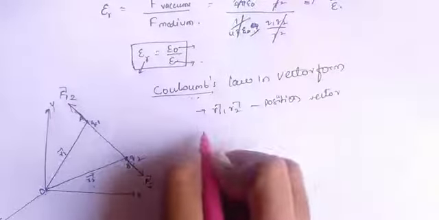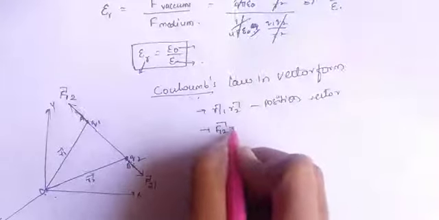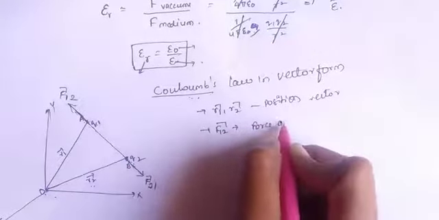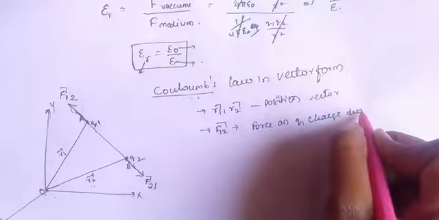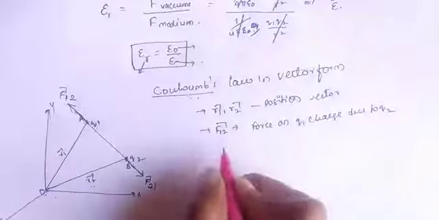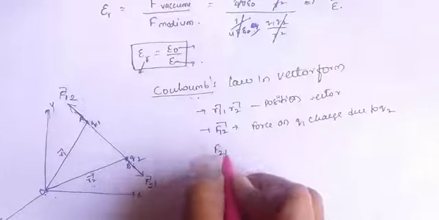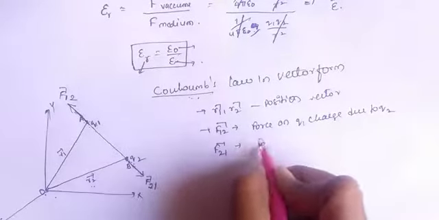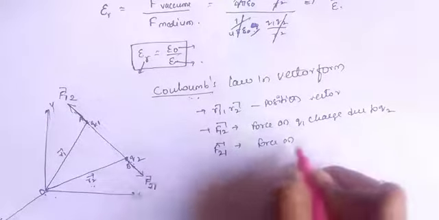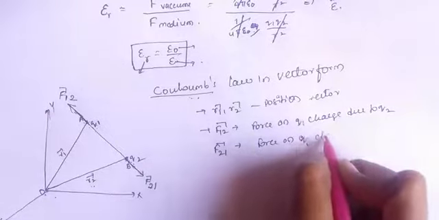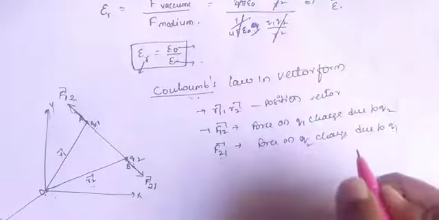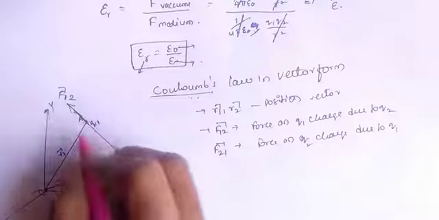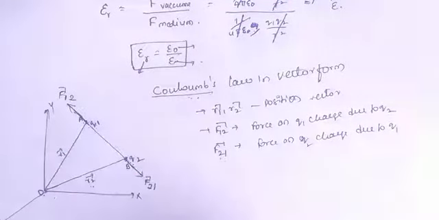Okay, and here F12 means this is the force on q1 charge due to what? q2. Okay, so here force F21 means what? The force on the second charge, q2, due to the first charge, that is q1. Okay, now here q1 and q2 are the two charges.